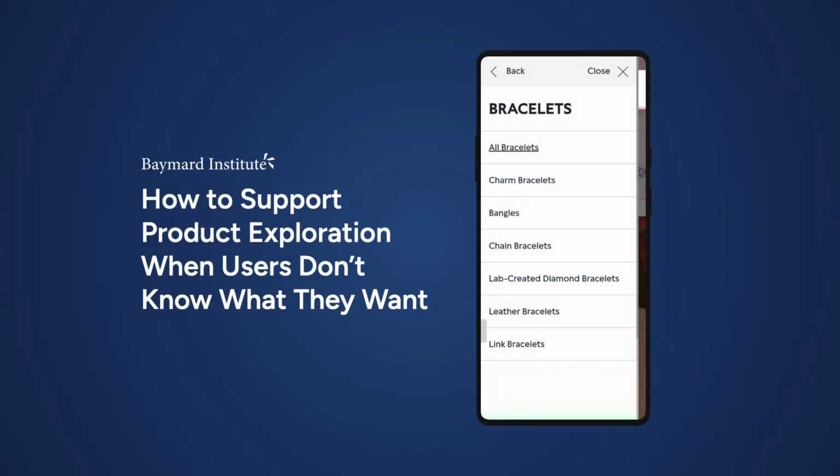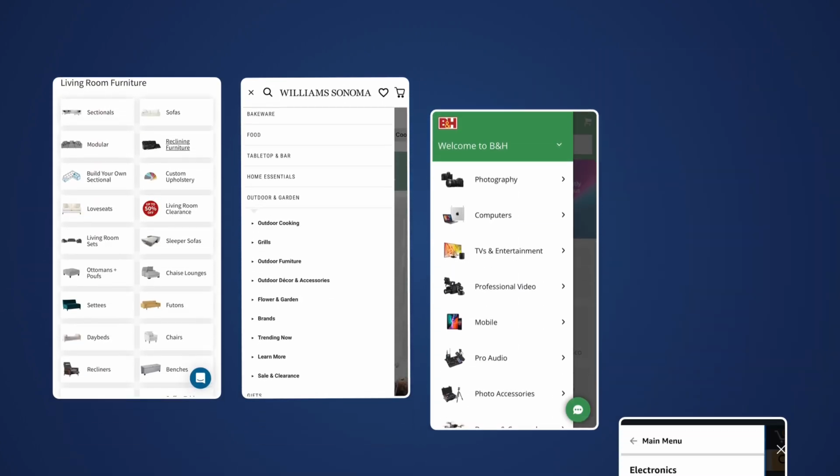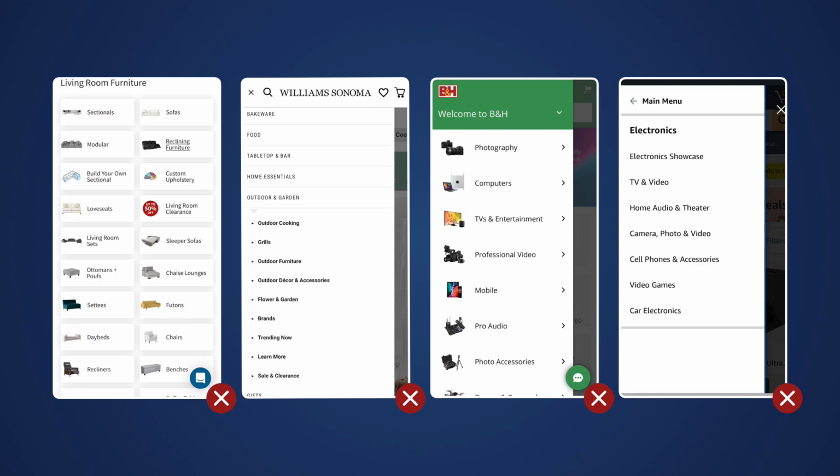Users who aren't sure exactly what they want often prefer to browse all products within a category to explore their options. But without a view all option, many couldn't compare products or find what they needed. Let's look at why it matters and how to implement it effectively on mobile.